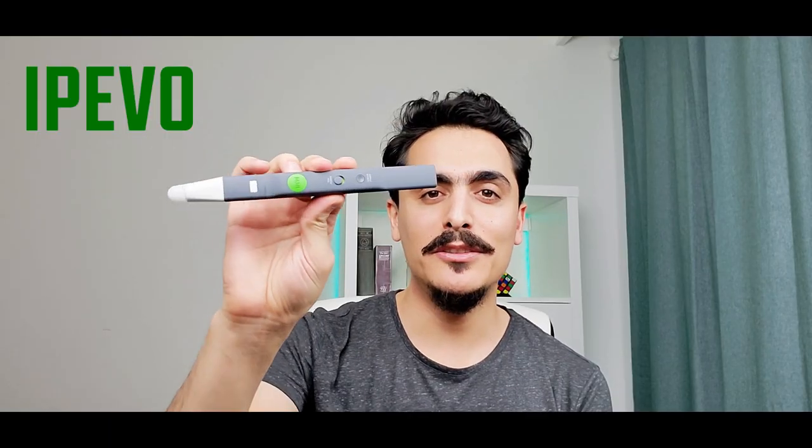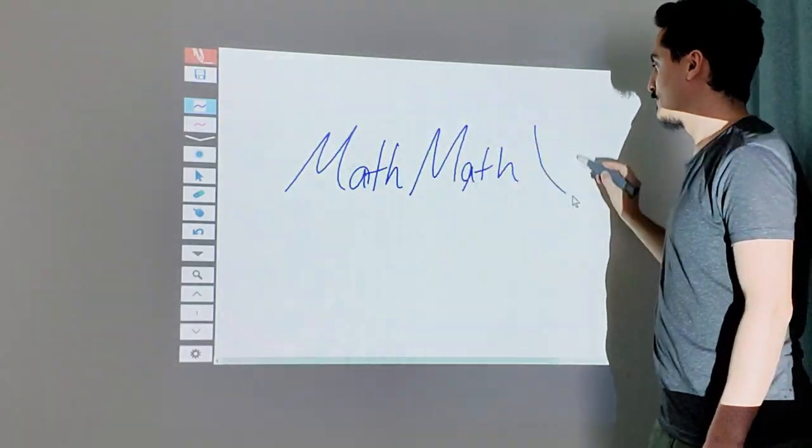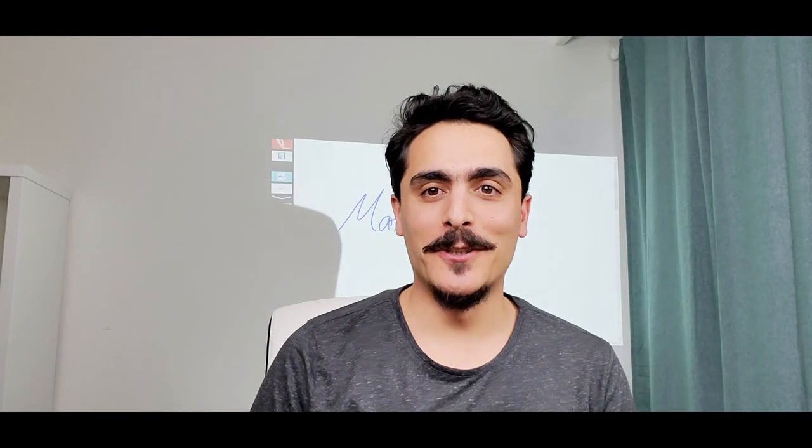Today I will introduce you to something really cool. This is IPEVO IW2. It turns any flat surface into a smart board with the help of sensor cam. So look at this. Super cool, right? Let's get started.